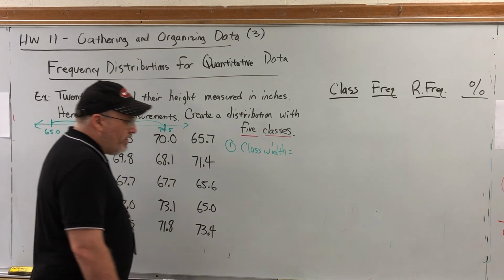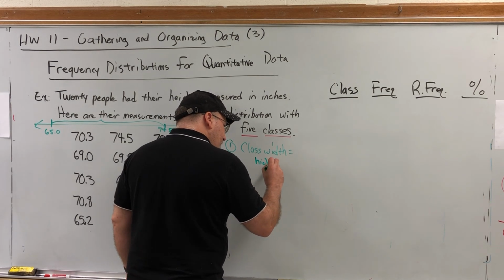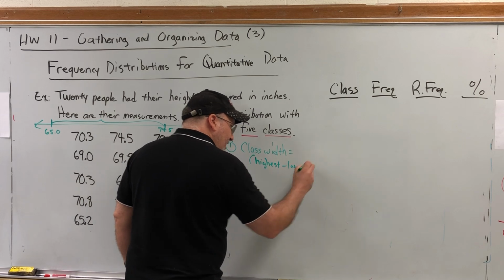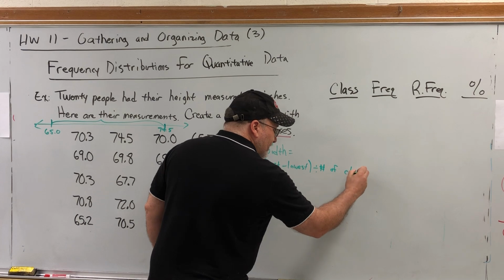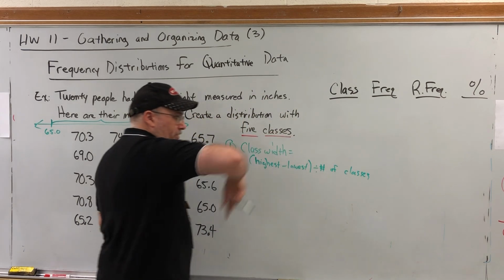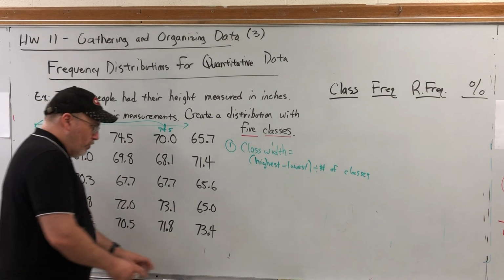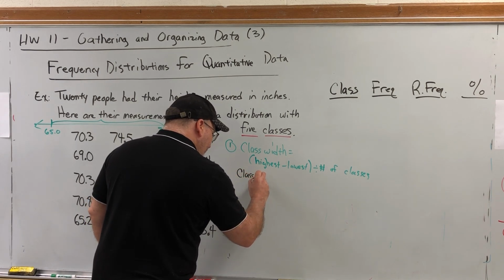So for the class width, what you can do is calculate the highest minus the lowest and divide that by the number of classes. I realize I'm running into my territory over here, so that will get erased momentarily. So let's figure out what the class width is going to be on this one. And then I'll tell you how to use the class width.